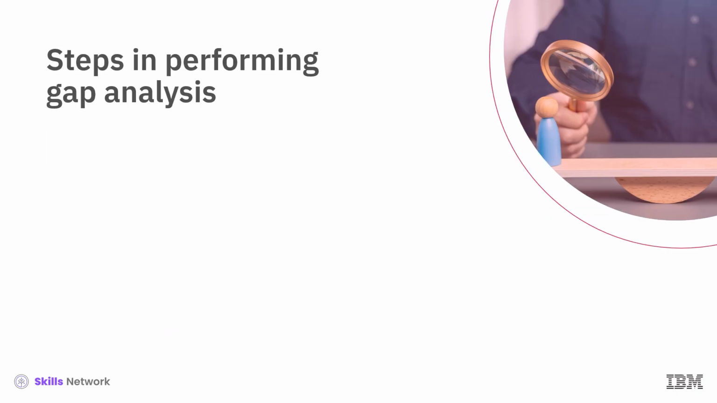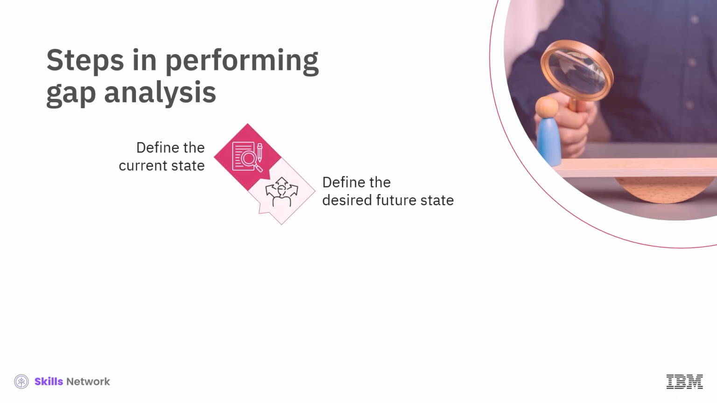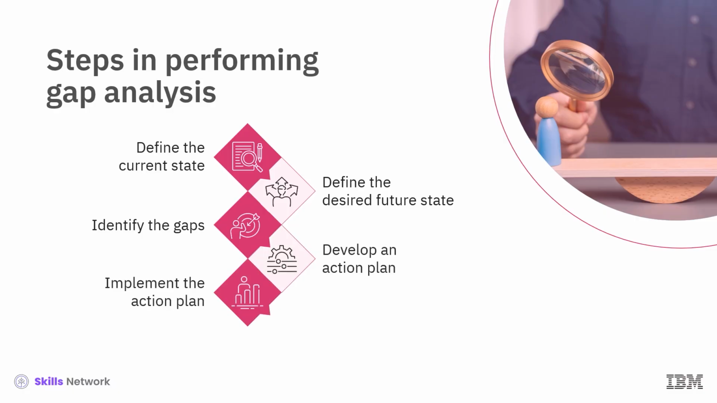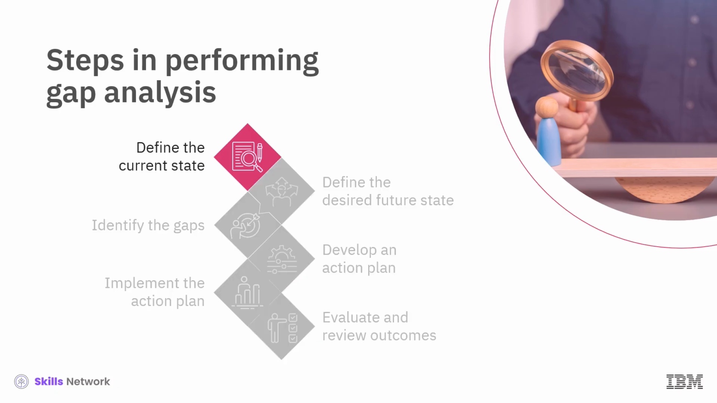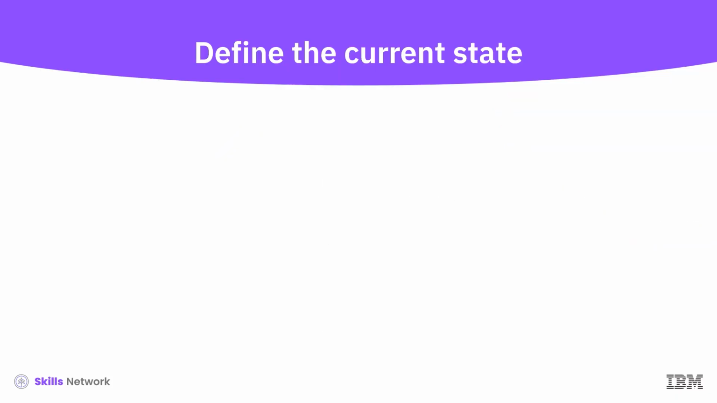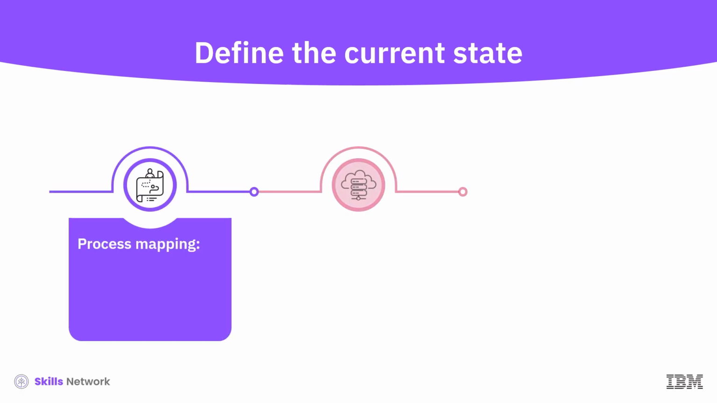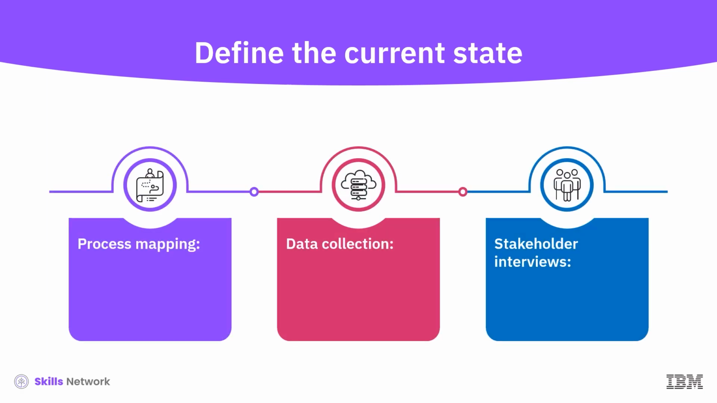Conducting a gap analysis entails several key steps, including defining the current state and the desired future state, identifying the gaps, developing an action plan, implementing the action plan, and evaluating and reviewing the outcomes. Let's review each of these steps in detail, discussing the key activities under each step. The first step in gap analysis is to define the current state of the organization, process, or system by gathering data on its existing operations. Key activities include process mapping, data collection, and stakeholder interviews.